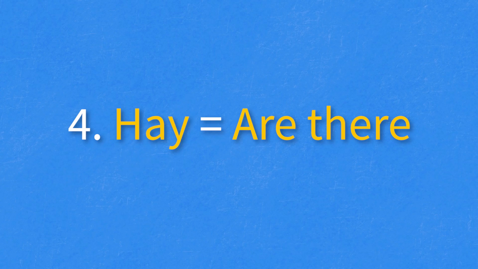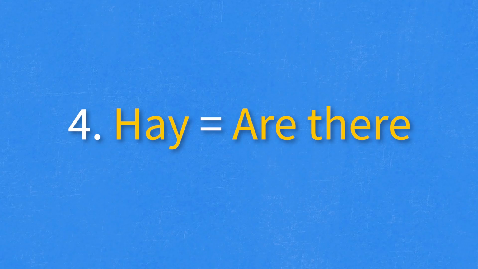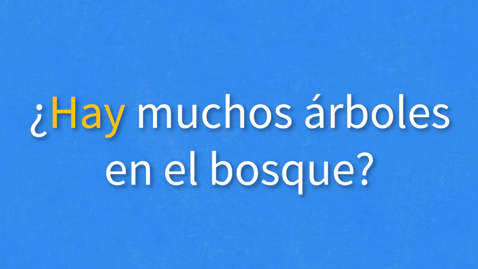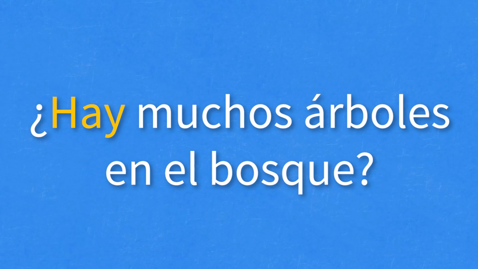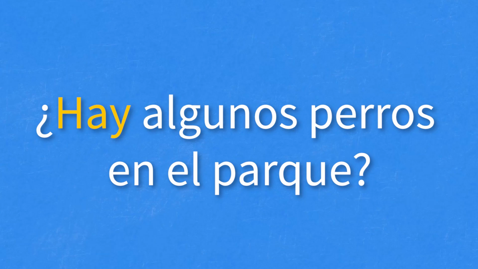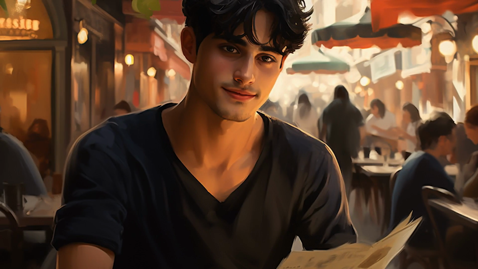Hay as are there. This is used to ask about the presence or existence of multiple subjects. For example, hay muchos árboles en el bosque means are there many trees in the forest? Hay botellas de vino means are there wine bottles? And hay algunos perros en el parque means are there some dogs in the park? Now, let's watch this fun story to see all these concepts in action. Make sure you watch till the end to find out what happens.